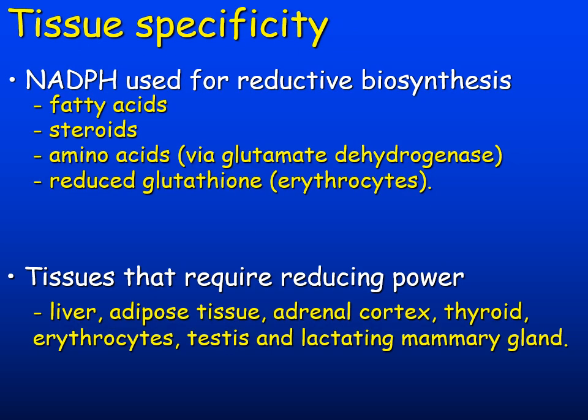Now, the pentose phosphate pathway is expressed to higher levels in particular tissues, especially those that are involved in the synthesis of fatty acids, steroids, amino acids, or reduced glutathione. All of these processes require a whole stack of NADPH for their reductive biosynthesis. So the tissues that have a big role in this biosynthesis process include the liver, the adipose tissue, adrenal cortex, the thyroid, testes, erythrocytes, and of course the lactating mammary gland.